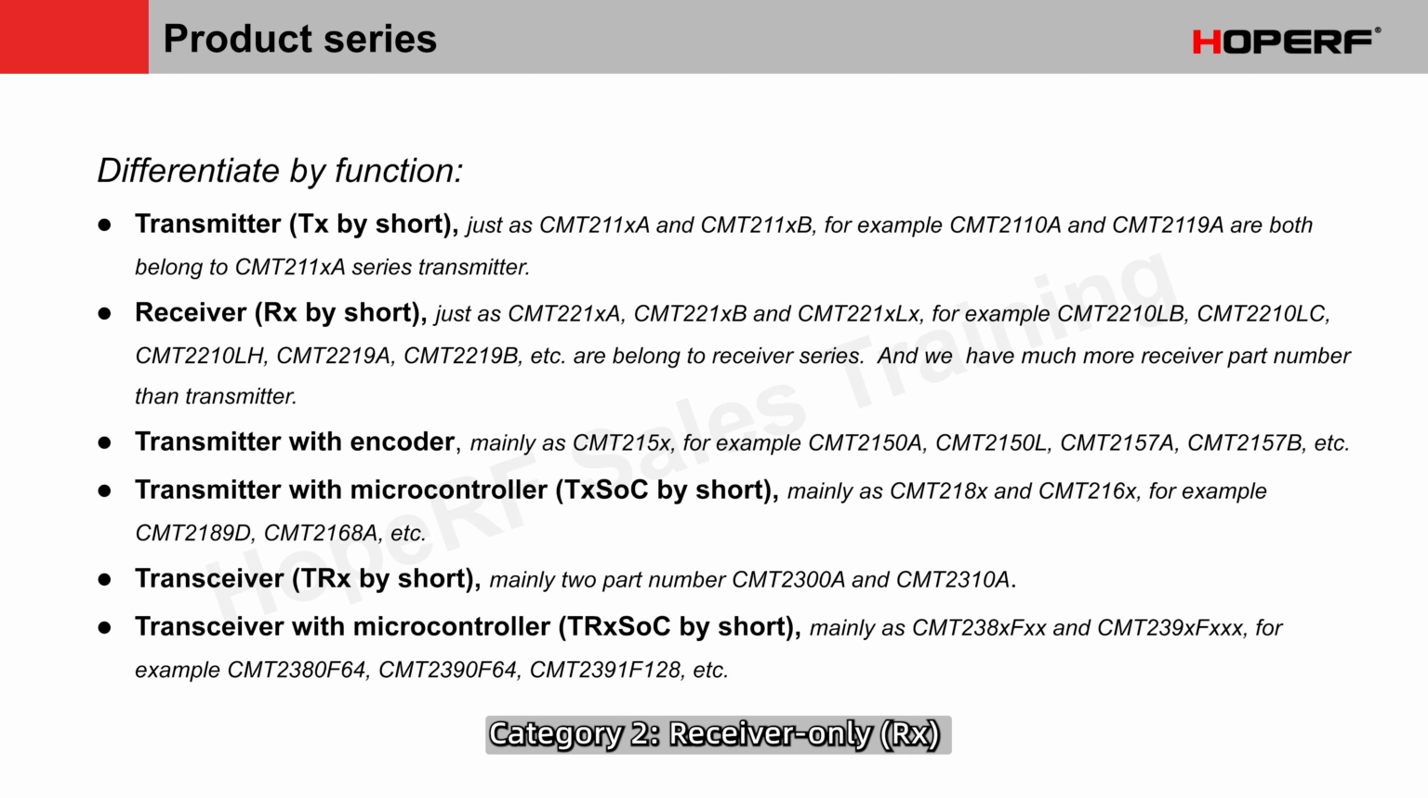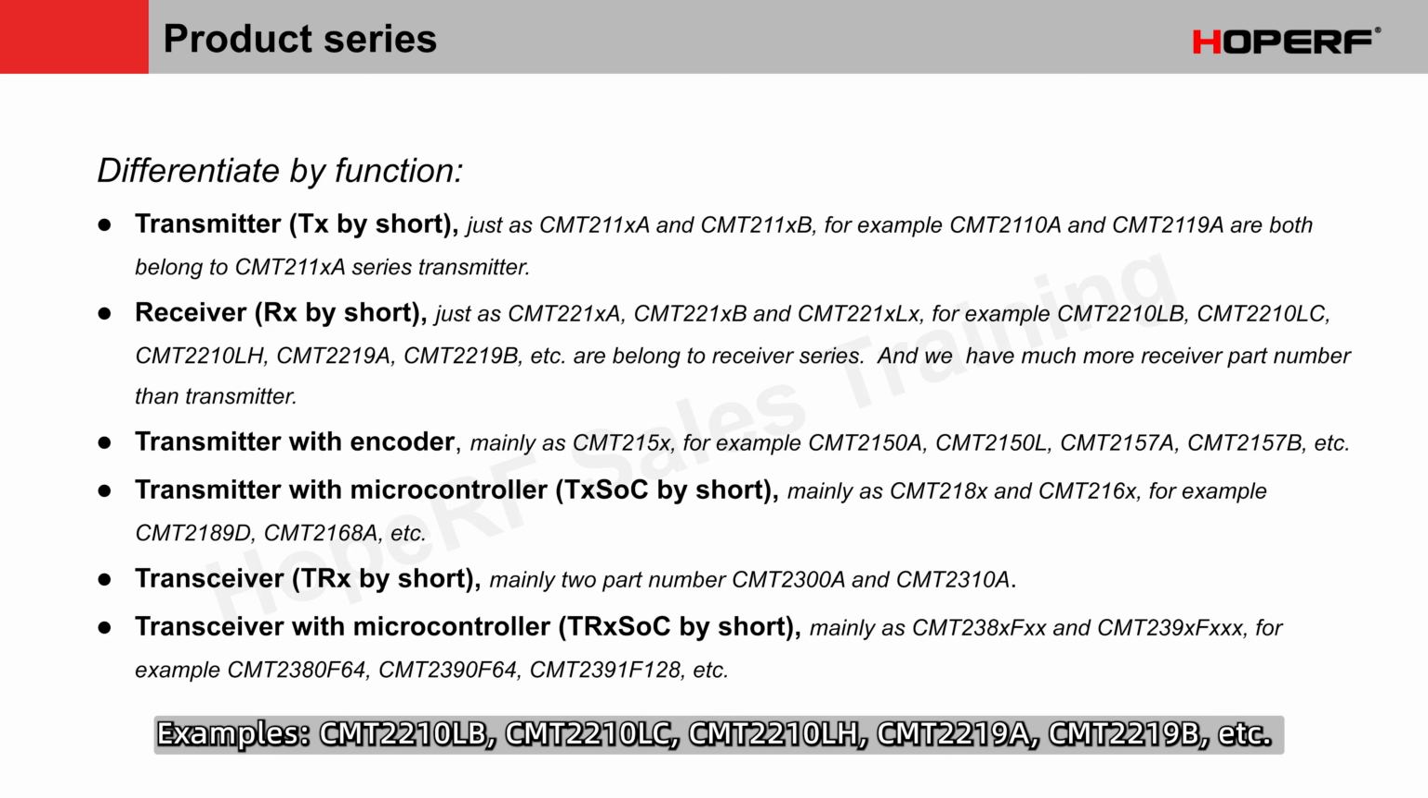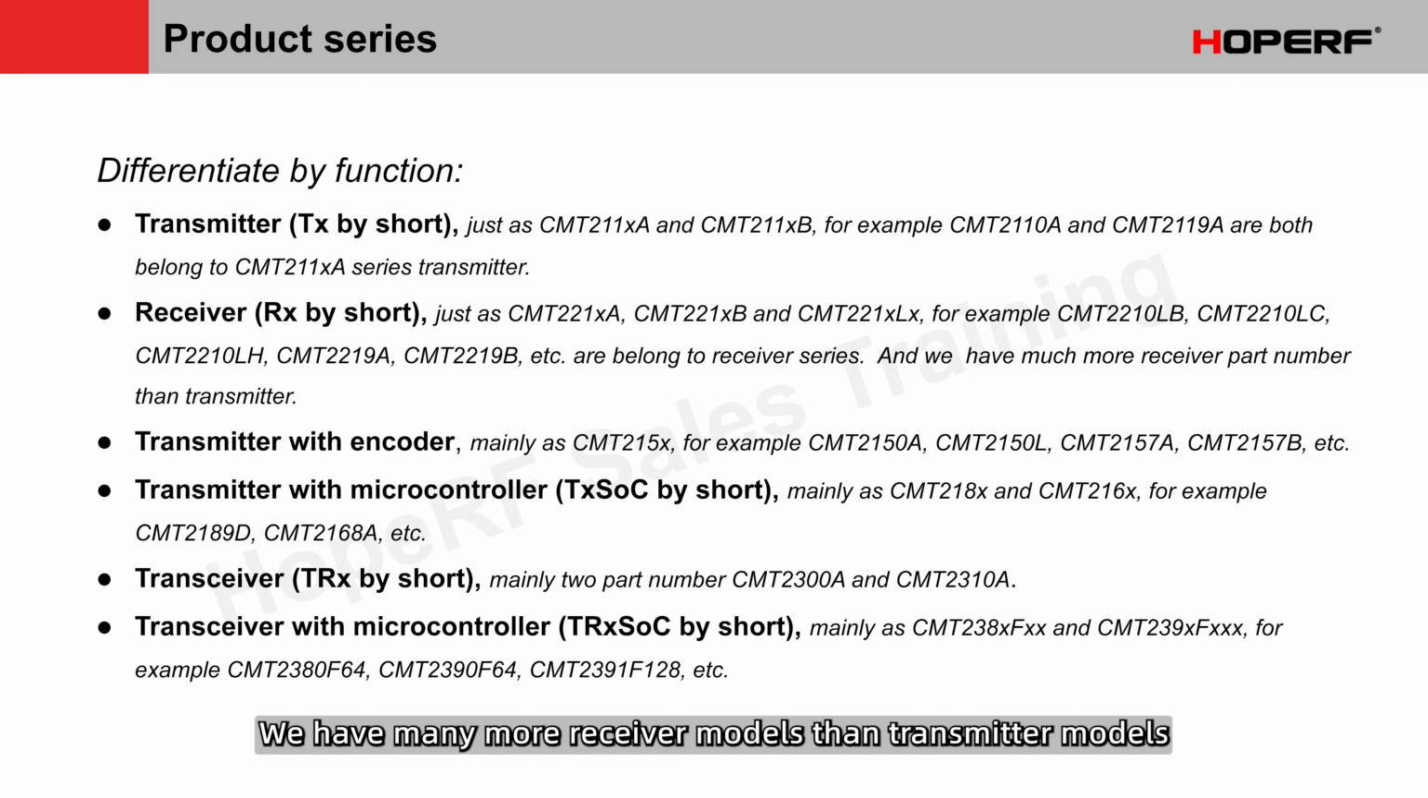Category 2. Receiver-only RX, mainly the CMT221XA, CMT221XB, and CMT221XLX series. Examples: CMT2210LB, CMT2210LC, CMT2210LH, CMT2219A, CMT2219B, etc. We have many more receiver models than transmitter models.